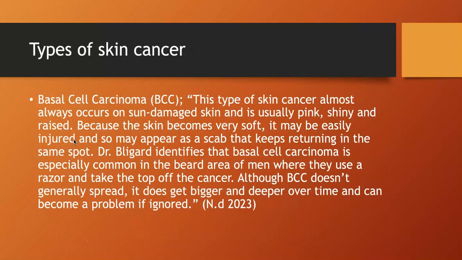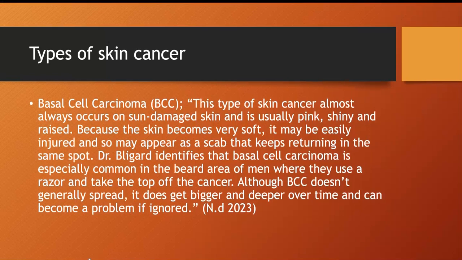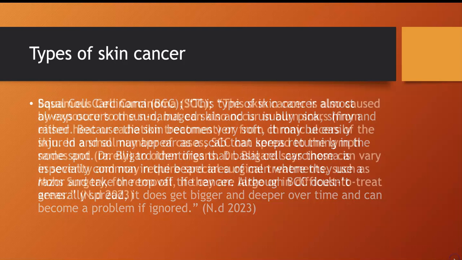Types of skin cancer. Basal cell carcinoma, or BCC. This type of skin cancer almost always occurs on sun-damaged skin and is usually pink, shiny, and raised. Because the skin becomes very soft, it may be easily injured and may appear as a scab that keeps returning in the same spot. Dr. Blizzard identifies the basal cell carcinoma.